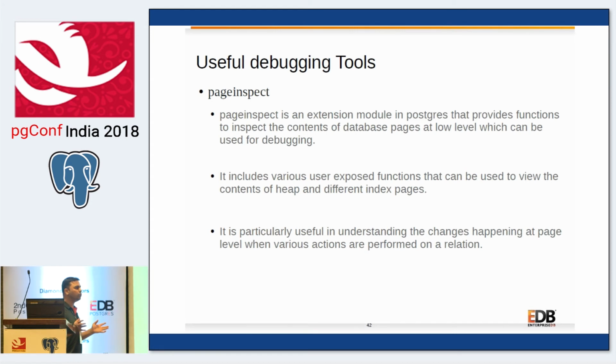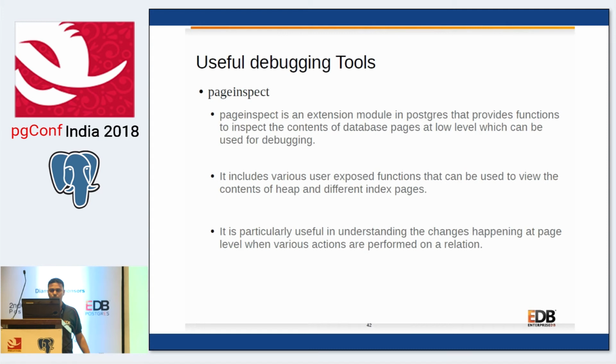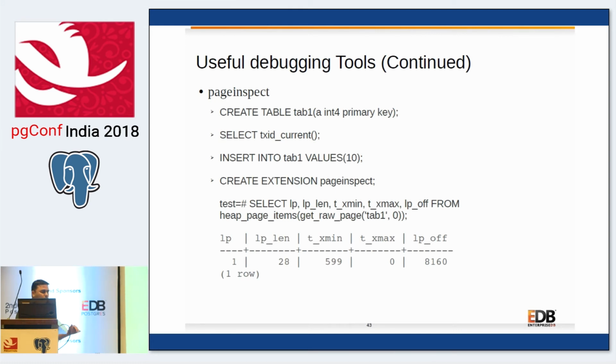Pageinspect is basically used to see what changes are happening at the page level. Again, it's an extension module which you need to install by using the CREATE EXTENSION command in Postgres. Once you install it, it has a set of functions, so you can make use of those functions to see the changes that are happening at the page level. For example, I have created a table here with a primary key on one of its columns, and then I inserted a value in that table. I ran the CREATE EXTENSION command, and with the help of the heap_page_items function, which got created while installing this pageinspect module, I'm trying to see what changes have happened in this page.